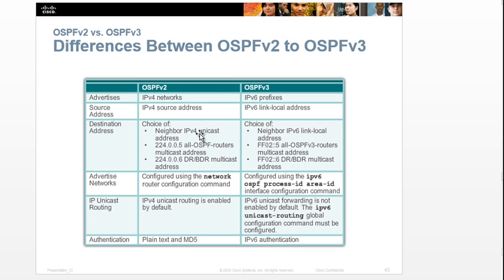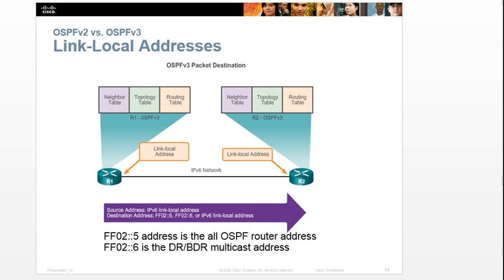OSPFv2 has plain text as the only way to authenticate. OSPFv3 uses the built-in encryption of IPv6 to encrypt data so that it's more secure. So here we've got an example showing how link-local addresses are sent with OSPFv3.